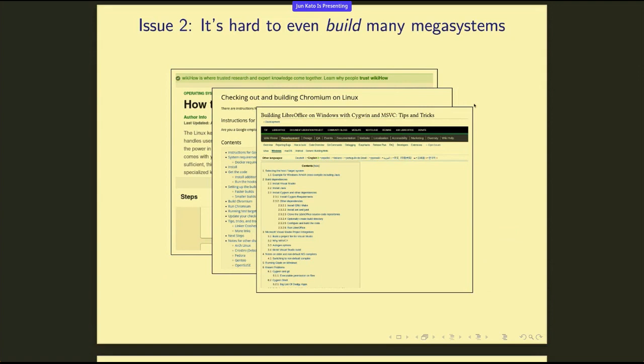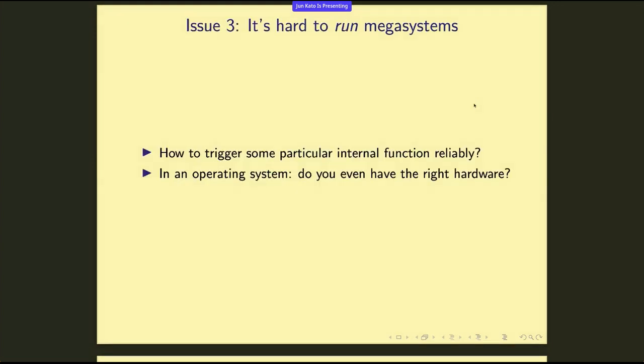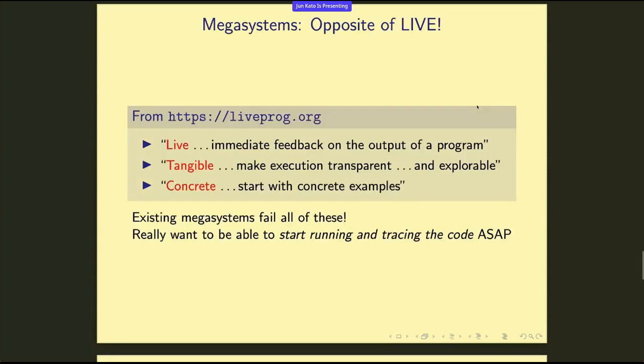Right, and even if you can figure out how to build it, it's slow, right? I think that's kind of undeniable for a lot of these systems, at least for the first build. And once you build it, it's also hard to run them, right? If you're really just interested in one little part of the Linux kernel or something, you have to figure out how to reach that from the whole system. And you may not even have the right hardware to run it. It's hard to trace them once you get the part you want running, right? If it's an operating system and it doesn't boot, how do you even trace it? You've got to plug in the JTAG or something. And even in user-level programs, there's a huge number of concurrent things happening, so how do you filter down to the behavior you're most interested in?